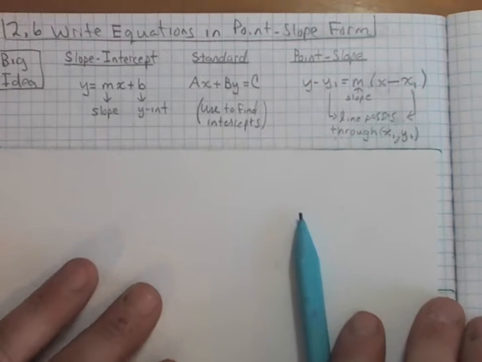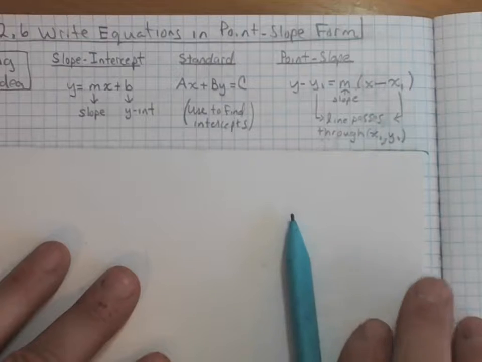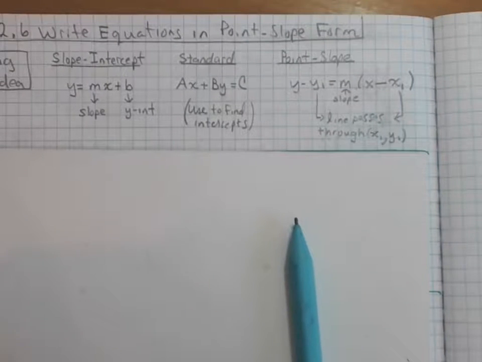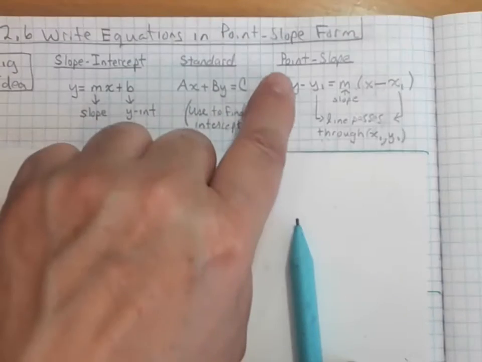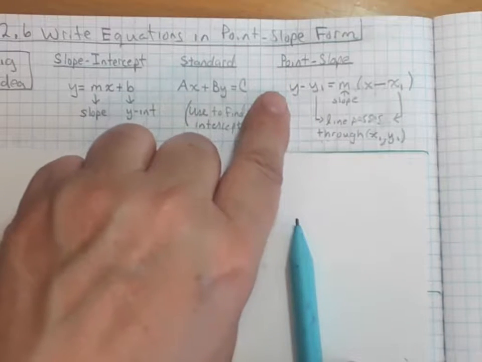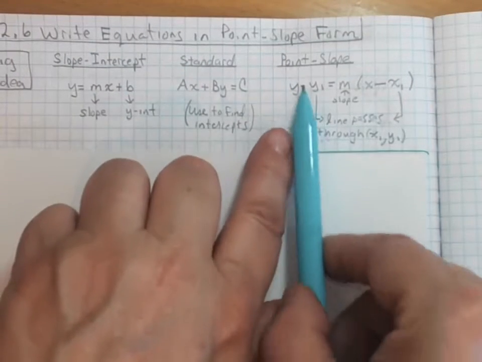Finally, there's the point-slope form. This is a very useful form for writing the equation. You can use it as a graphing tool, but it's most useful when you are given some points where there's not enough information to use one of the other two forms. This form will work no matter what information you're given. And it looks like this.